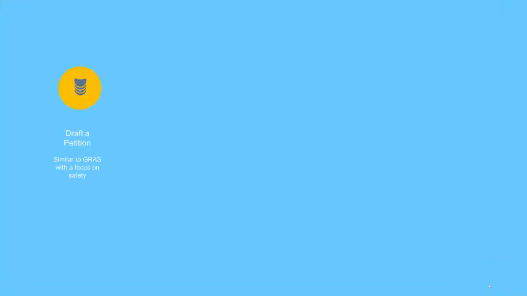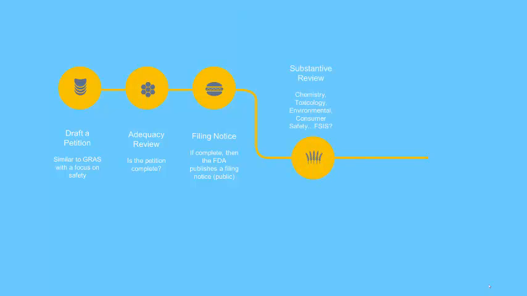And we went through this last week. We drafted a petition. We determined that it's complete. The agency tells us that it's complete and it's going to begin a review. It submits a filing notice, lets the public know that it's beginning this review. And here's where we're going to be today. Substantive review: chemistry, toxicology, environmental, and consumer safety.